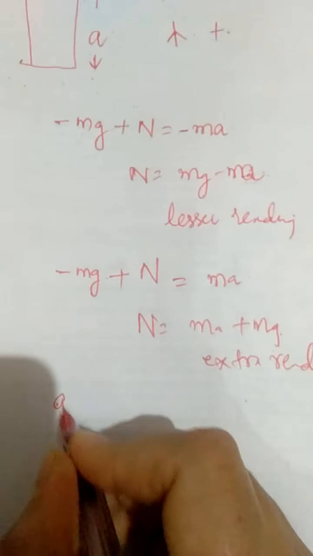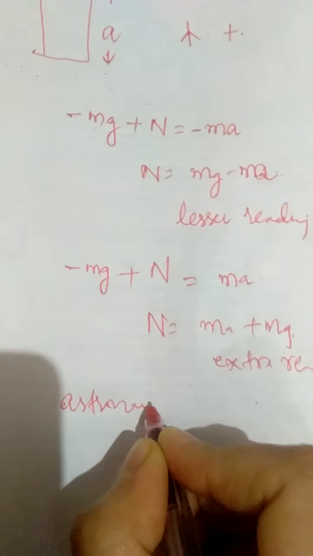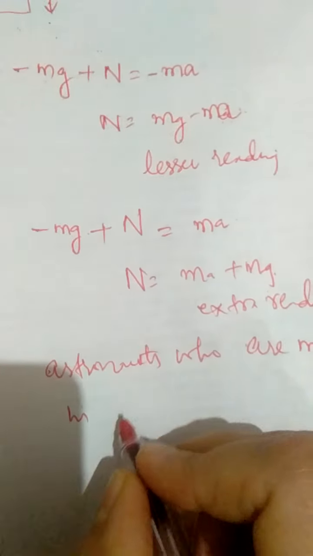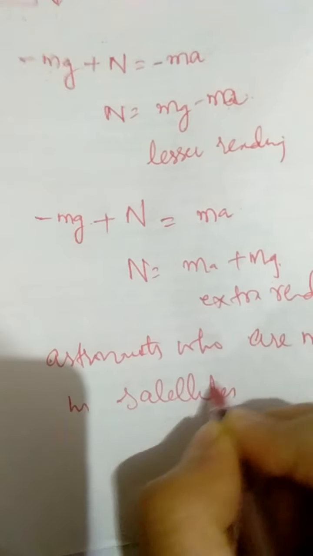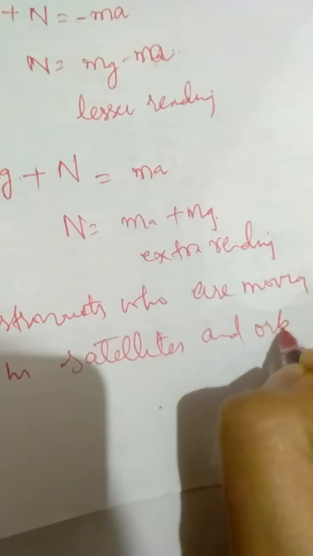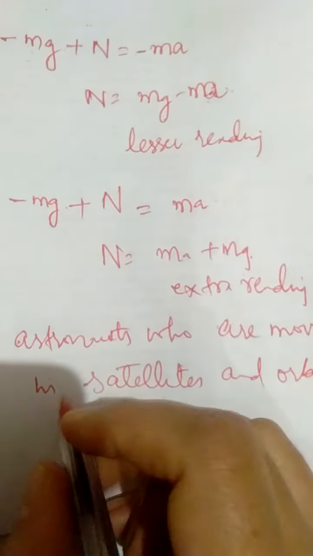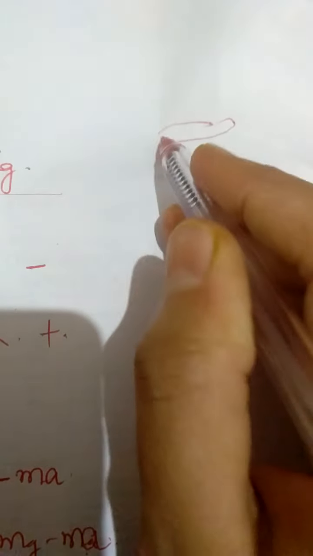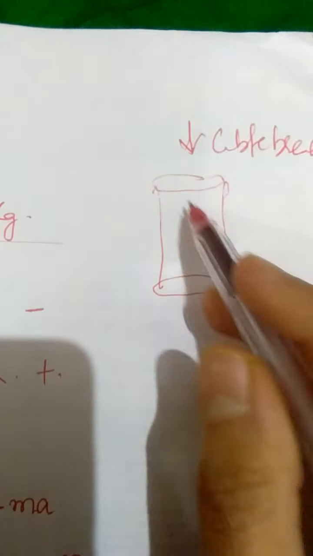So similar is the case with the astronauts who are moving in satellites and orbiting the earth. They feel a kind of weightlessness. So let us first discuss one more case. For example, if the elevator is such that its cable breaks, so what will happen at that time? It will fall freely.